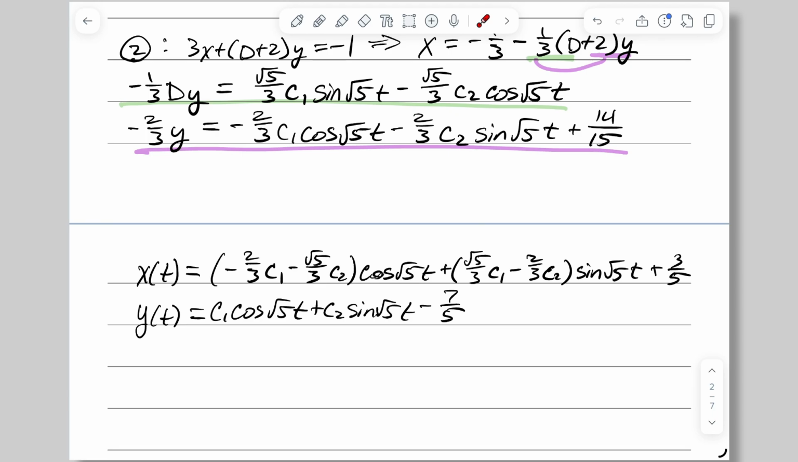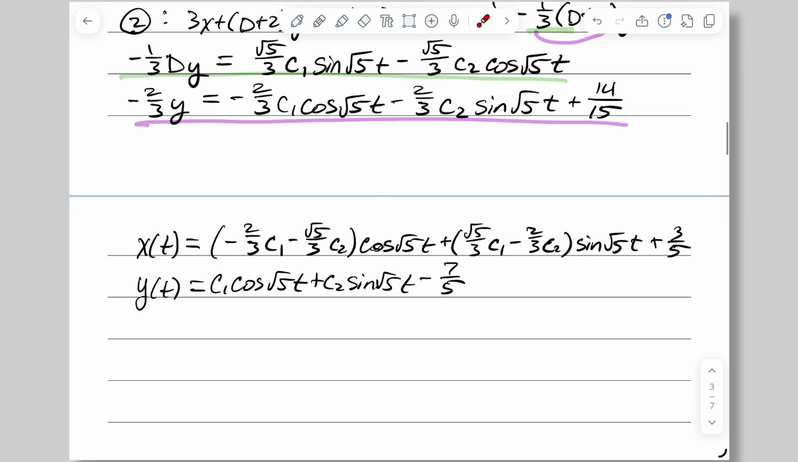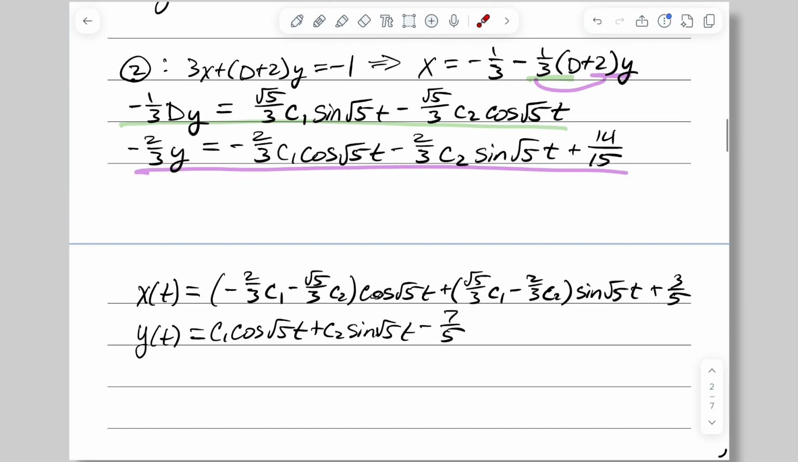We're going to revisit the problem that we saw in the last video because I want to show you an alternative path. You'll notice there's something kind of maybe cumbersome going on with the coefficients. Like for y of t, we had a c1 and a c2, and that was fine. But for x, we have this negative 2/3 c1 minus root 5 over 3 c2. And the thing is that the c1 and the c2 have the same meaning every time we see them.